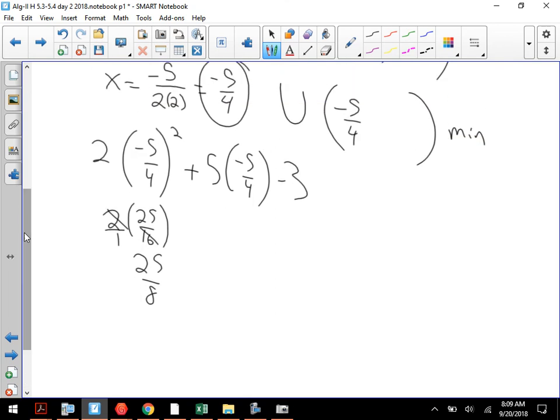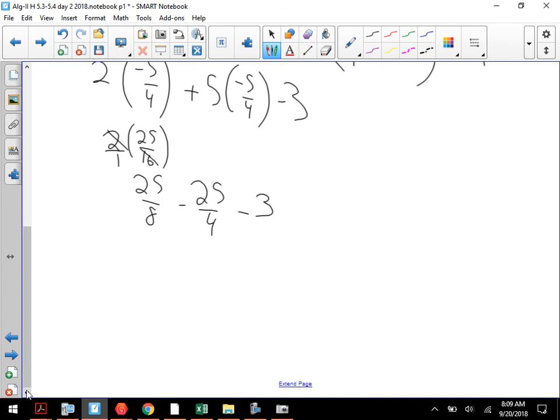When I multiply 5 times negative 5 fourths, I get negative 25 over 4. Now, those denominators really aren't that terrible. What's common between an 8, 4, and a 1? 8.